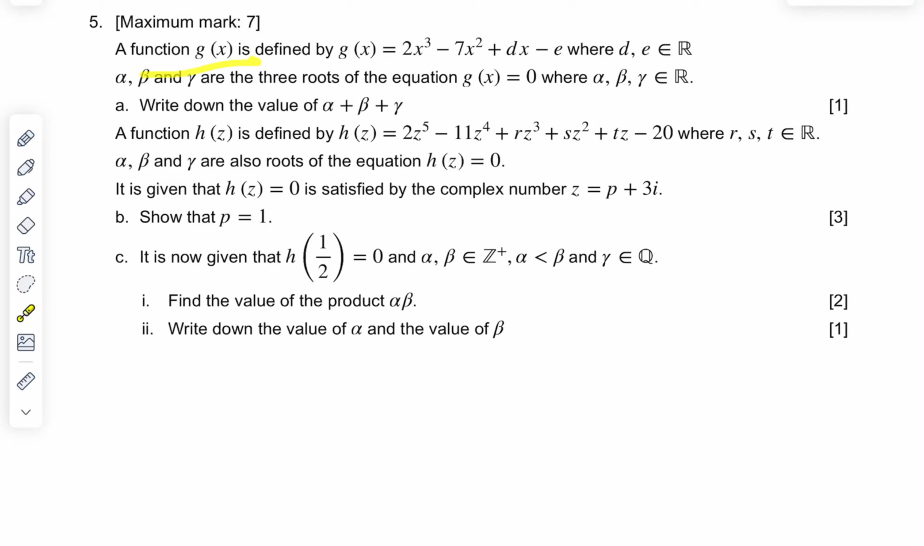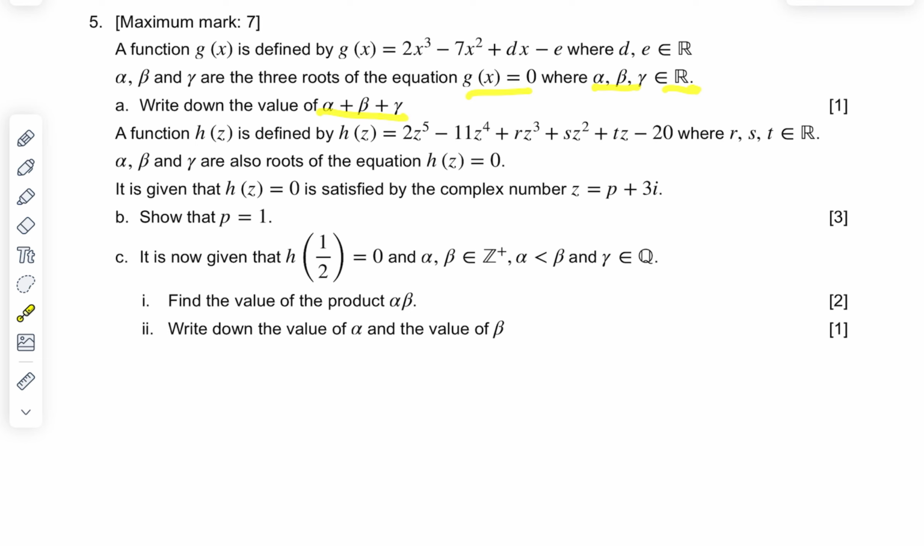So we have a function g of x. It doesn't tell us what these two elements are. It says they're real numbers, so therefore this is a real polynomial. Alpha, beta, gamma are the three roots of the equation, where it's a cube, so we should have three roots, when g of x equals 0, where alpha, beta, gamma are in the set of real numbers, so alpha, beta, gamma are all real numbers.